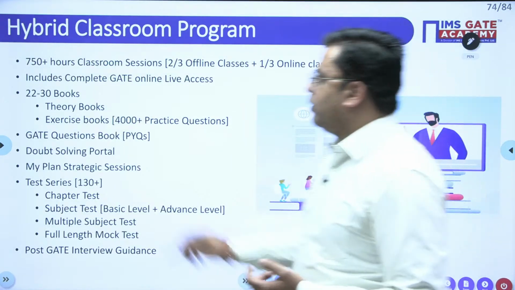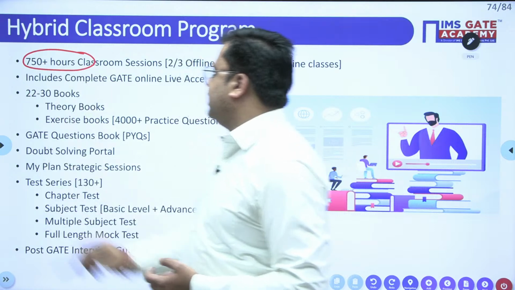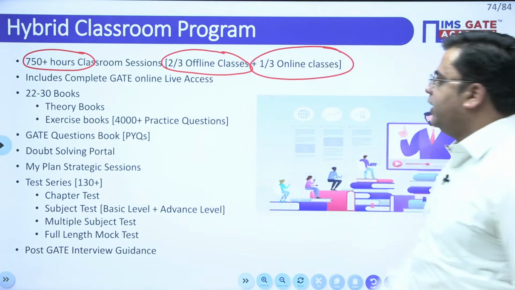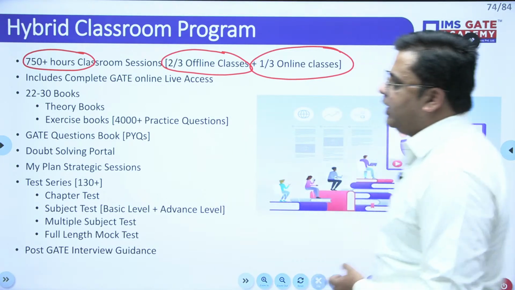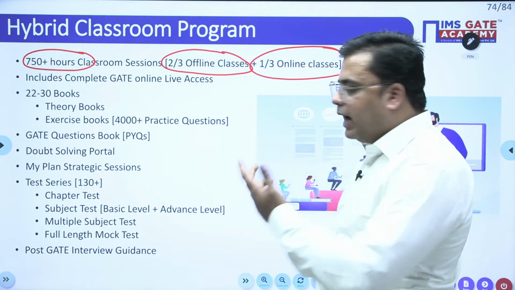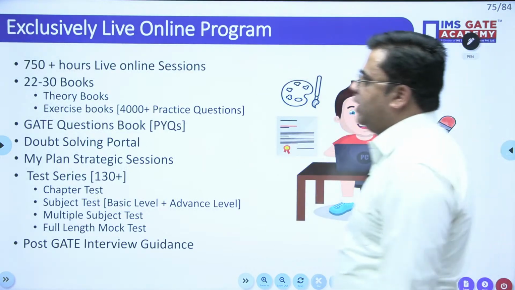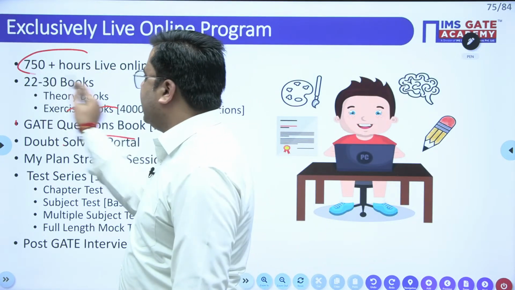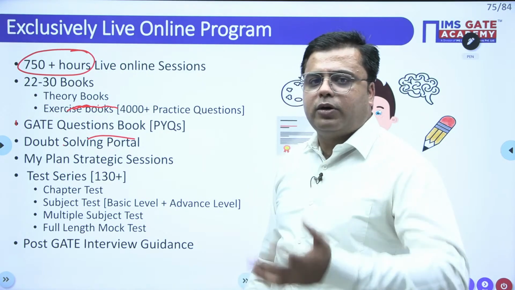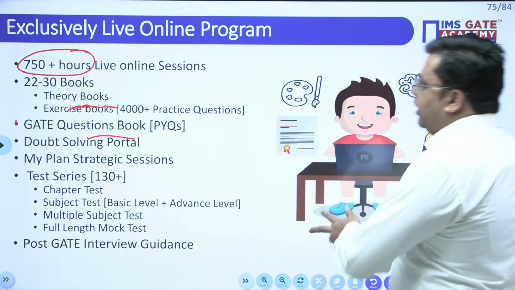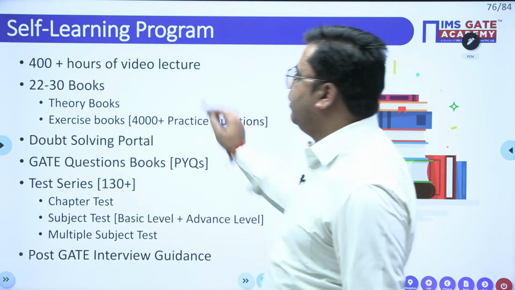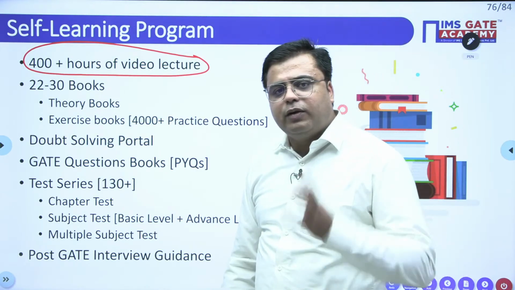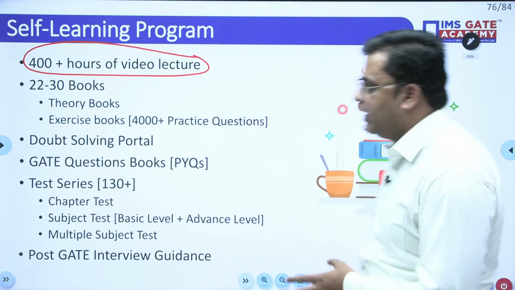Next is the hybrid program, where 750 hours of classroom teaching is done, where 2/3 of the teaching is provided in the offline mode and 1/3 of the teaching is provided in the online mode. Rest all the facilities that are provided in the classroom program are provided in our hybrid classroom program as well. Next, we have the exclusively live online program, where we provide 750 hours of live teaching along with all the products that we provide for the classroom program. Last, we have the self-learning program, where we provide recorded video lectures of more than 400 hours, and along with it, we provide the facilities that are provided in our classroom program.